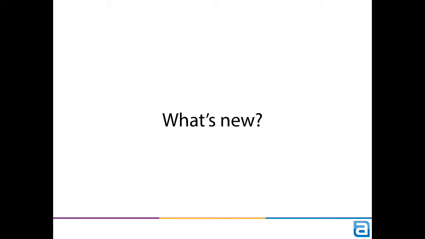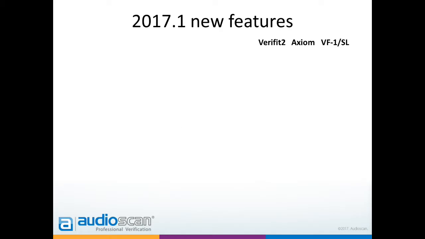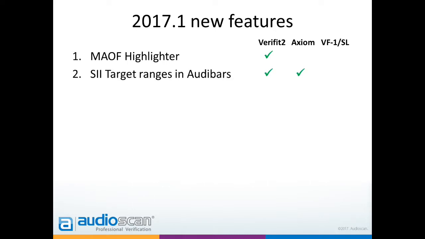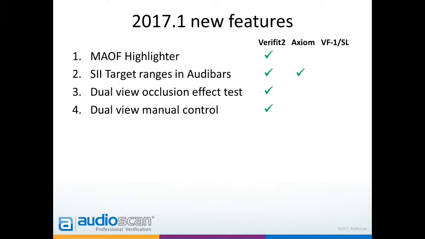Well, looking at it by model, for the Verifit 2, we've got the new MAOF highlighter for adjusting frequency lowering. Also for Verifit 2 and on Axiom, we have SII target ranges in the auto bars. The occlusion effects test and the manual control screen both become dual view. DSL targets for bone-anchored hearing devices. This is for Verifit 2 and Verifit 1, but serial number 2070 and above.